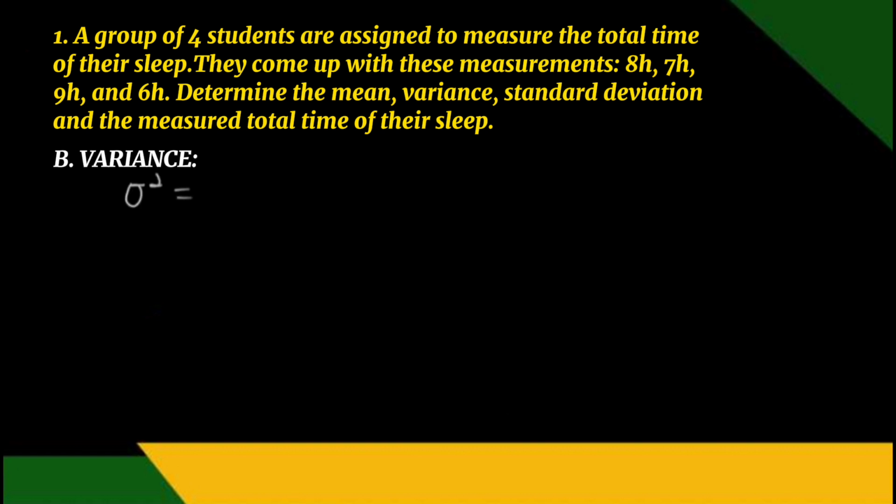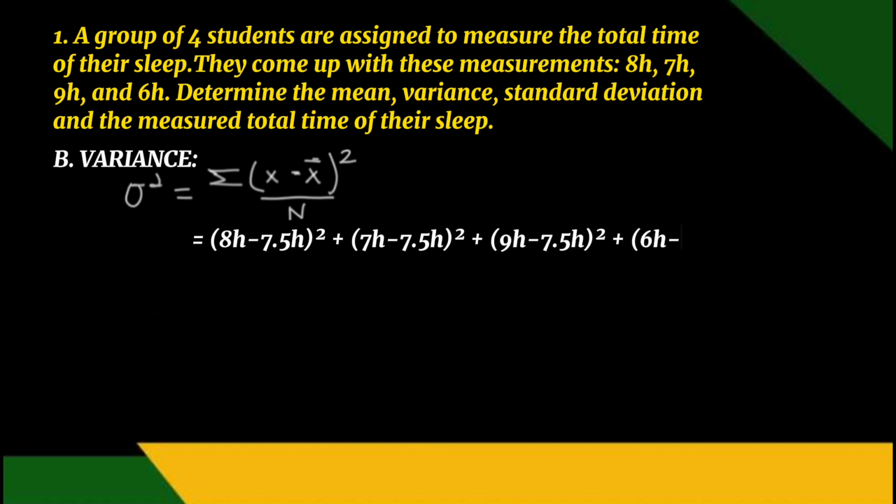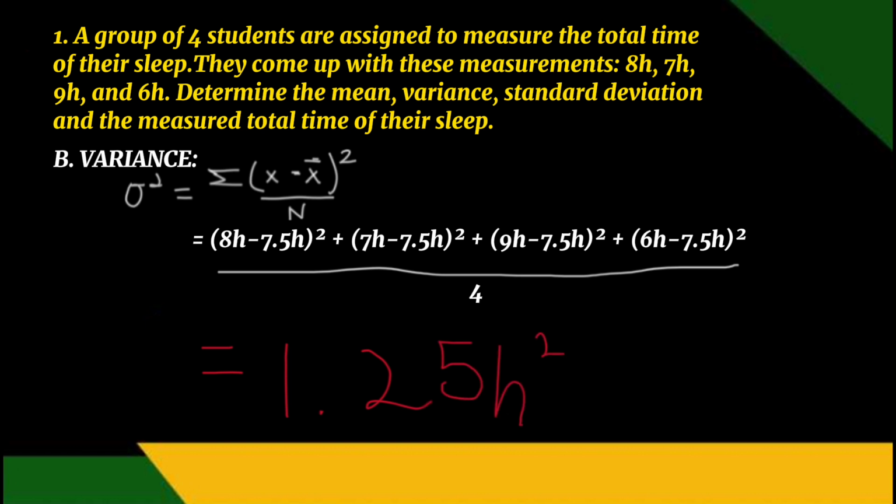This is the formula for the variance. To calculate the variance, subtract the mean from each data point to get the differences and square these differences. Then divide it by the total number of values, which is 4. Then calculate it, and the answer would be 1.25 hours squared.